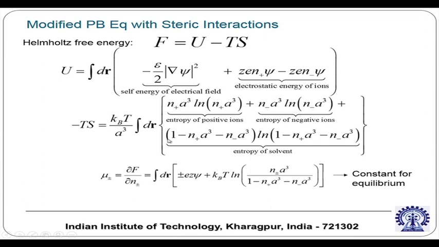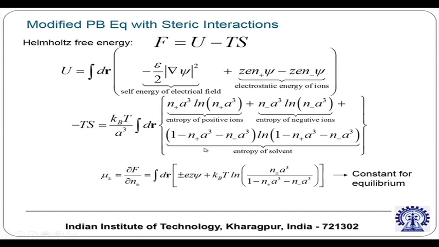solvent. So if 1 is the total fraction, then 1 minus positive ions minus negative ions is the contribution of the solvent. So that is how this formula comes, very simple and straightforward.